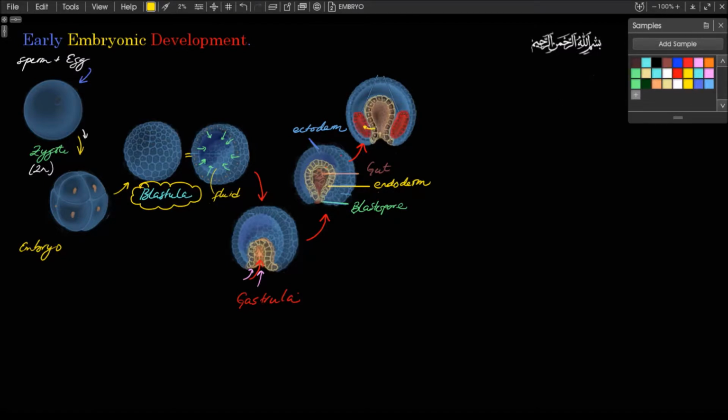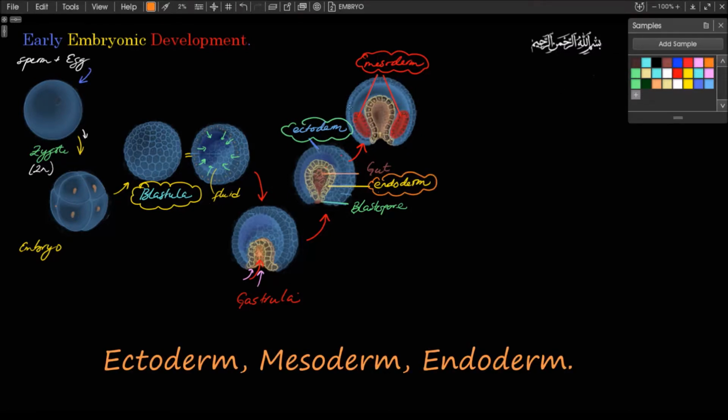Some of the cells from here break off and form a massive tissue like this. Sometimes they come from this area, sometimes they come from this area, depending on which species we're talking about. So a third layer of tissue is thus generated. And this, of course, is the mesoderm, the middle layer. So now we have 3 layers: the mesoderm, the middle layer, the ectoderm, the outer layer, and of course the endoderm, the inner layer. Ectoderm, mesoderm, and endoderm.